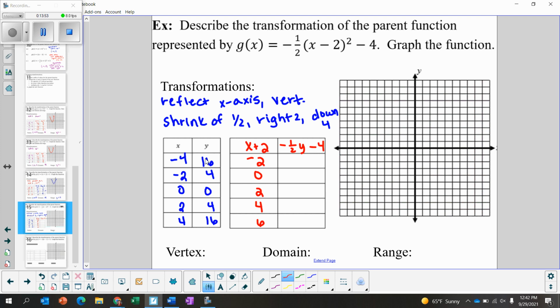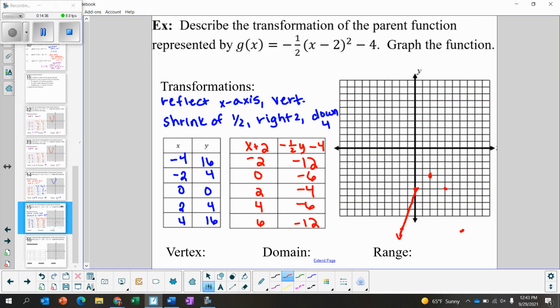So that's negative 1/2 of 16 is negative 8. Negative 8 minus 4 is negative 12. Negative 1/2 of 4 is negative 2, minus 4 is negative 6. 0 minus 4 is negative 4. Then we're going to have it symmetrical, so negative 6, negative 12. So it looks like we still can't fit those on here, and that's okay. We could probably go right off the graph, and it'll look okay. So we're going to have negative 2, negative 12, 0, negative 6, 2, negative 4, 4, negative 6, and 6, negative 12.